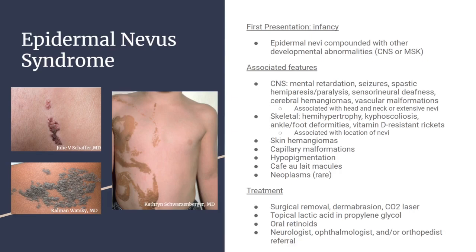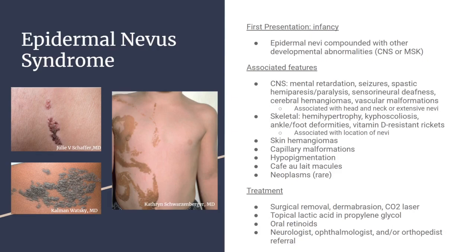Additionally, you can have skeletal findings, such as hemihypertrophy, kyphoscoliosis, ankle and foot deformities, rickets-like presentation, and this is also associated with the location of skin nevi. Other ones are noted here too, like skin hemangiomas, capillary malformations, etc. And treatment-wise, you can treat some of these. You can ablate them or try to remove the lesions surgically. Obviously, that won't treat the associated features. For more hyperkeratotic lesions, you can consider CO2 laser or topical keratolytics if they're incredibly hyperkeratotic and extensive. Oral retinoids might be helpful.